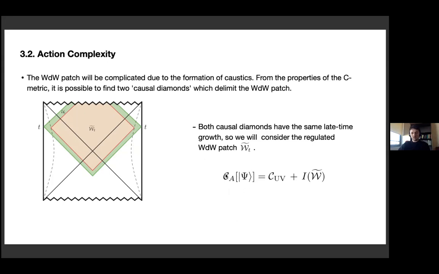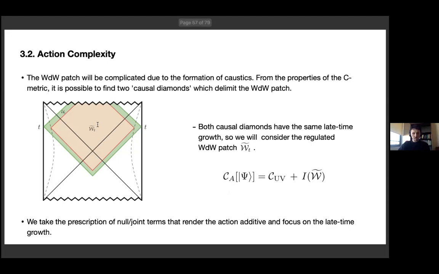Okay, so the complexity of the full state will be a UV part, which depends on the asymptotic region, plus the action evaluated on this regulated Wheeler-DeWitt patch. We take the prescription of taking the null and joint terms in such a way that the full action is additive. We don't want to focus on the exact value because we don't know how to compute this UV piece, so we'll just talk about the late time growth.